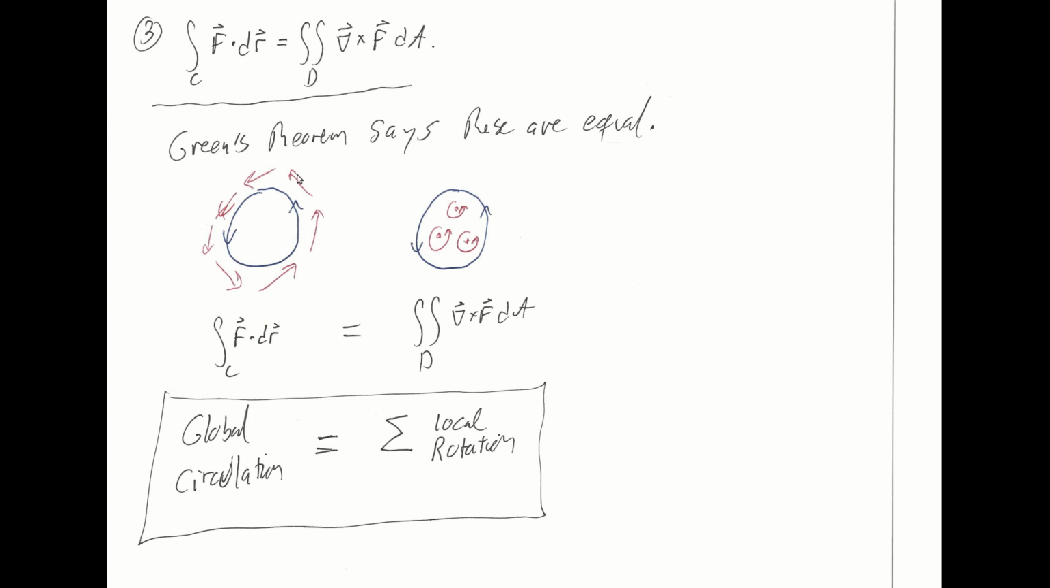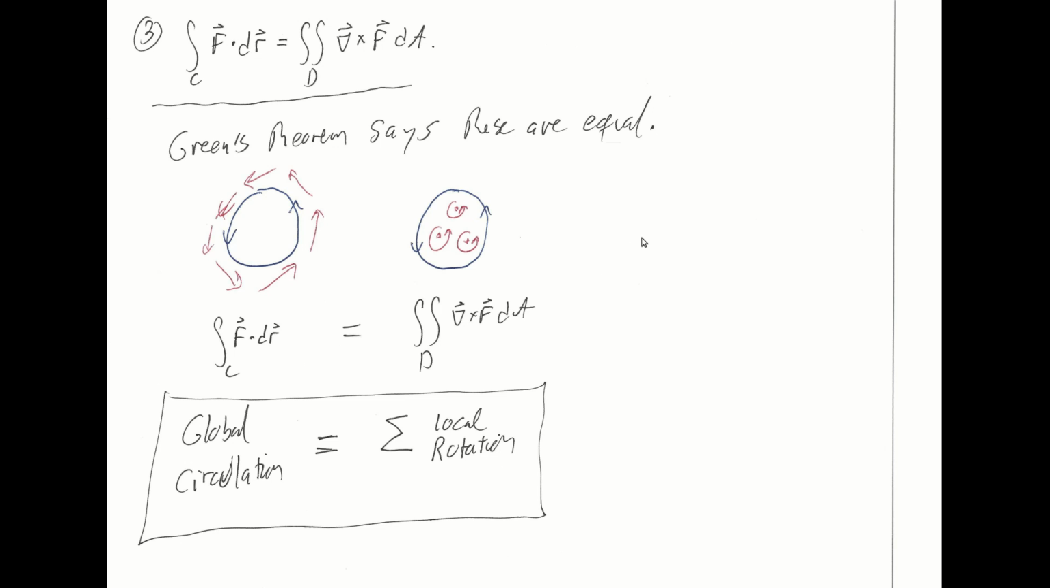It's telling us that the circulation, the global, large-scale circulation around the curve, around the boundary, is given by the cumulative effect of all the interior local rotational tendencies. So global circulation around the curve is equal to the sum of all of the local rotations interior to the curve. And that's what Green's theorem says.